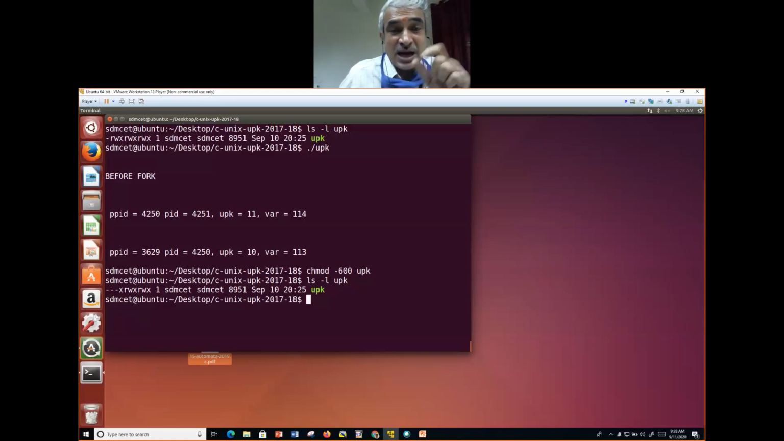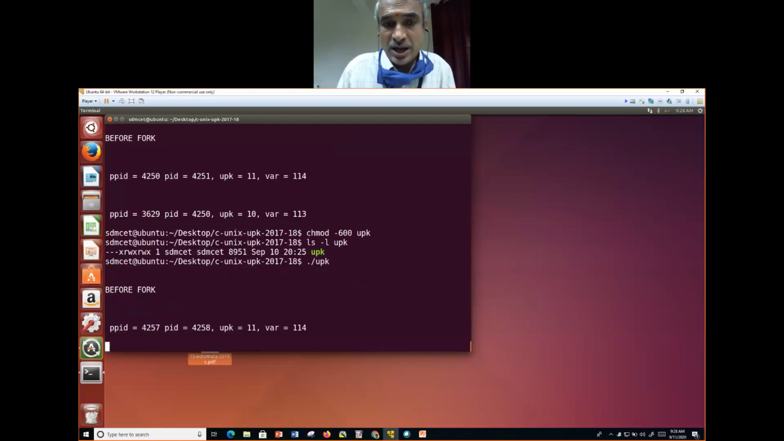6 means minus is used. Change mode minus, remove, whatever is mentioned. Here 6, the first 3 things refer to owner. Read, write I want to remove. Executable I have kept. I cannot read this, I cannot write it, but I can execute this. Let's try this. Dot forward slash UPK. Can I execute it? I can execute it.